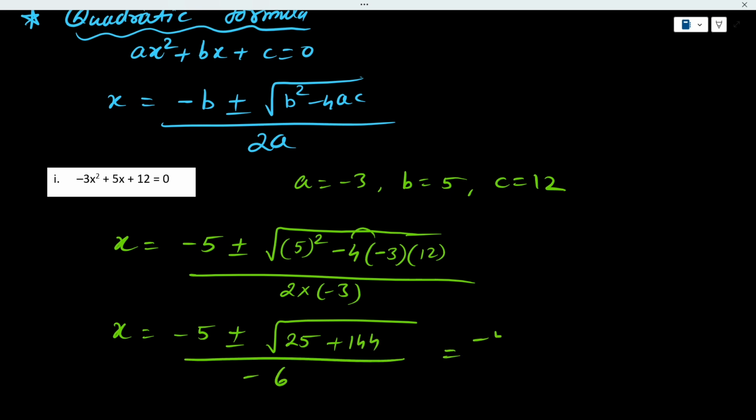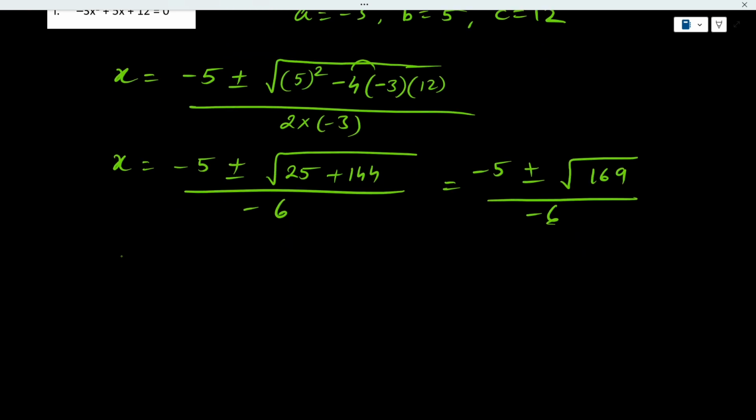In the quadratic formula, the calculation will sometimes be lengthy, but you always get an answer. If you are not able to factorize, use the quadratic formula, right? So here, what are you getting? x is (-5 ± 13) by -6.